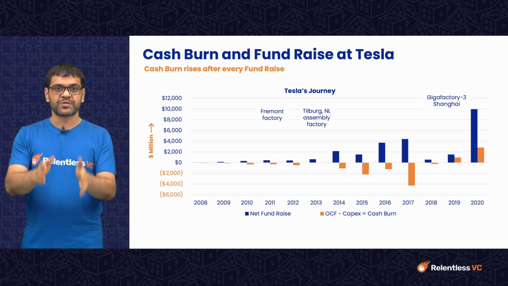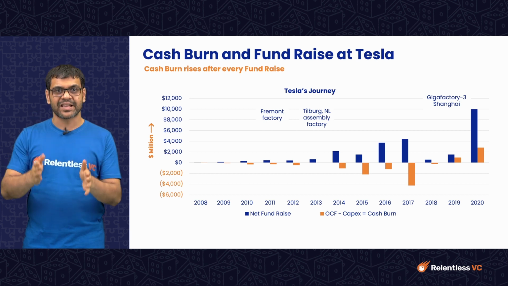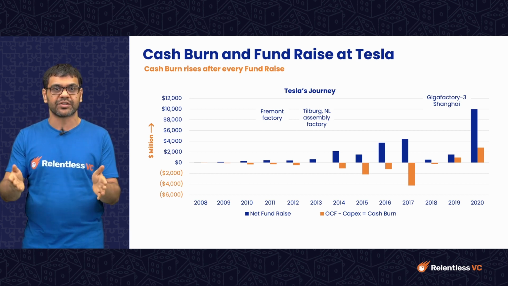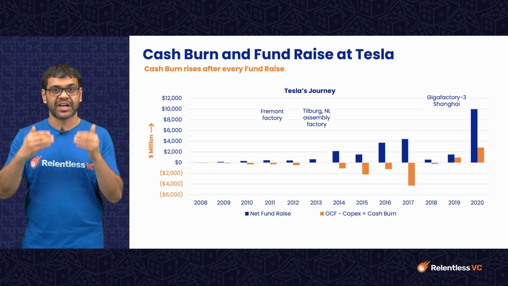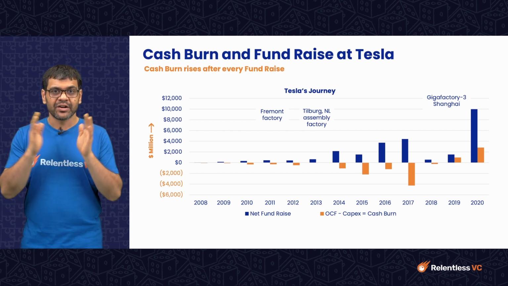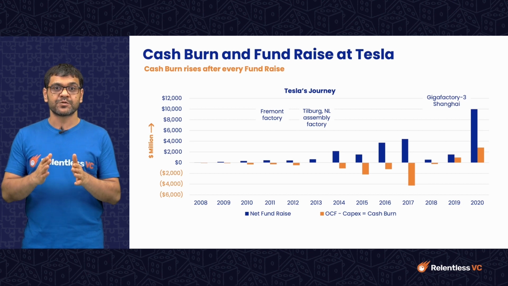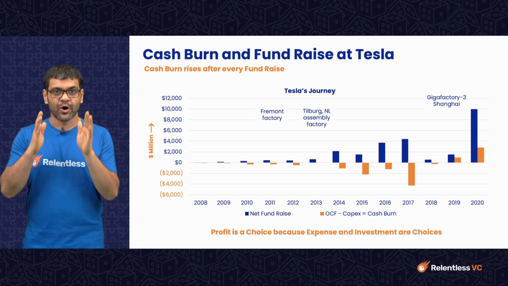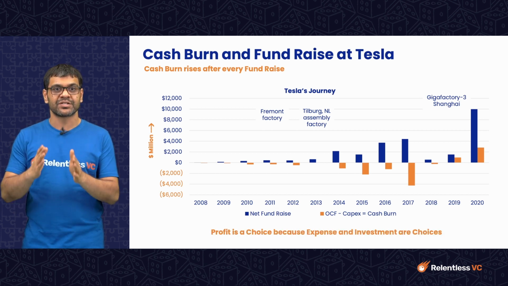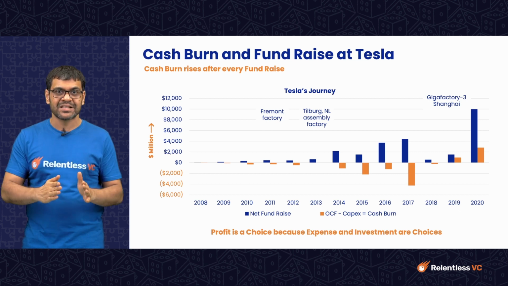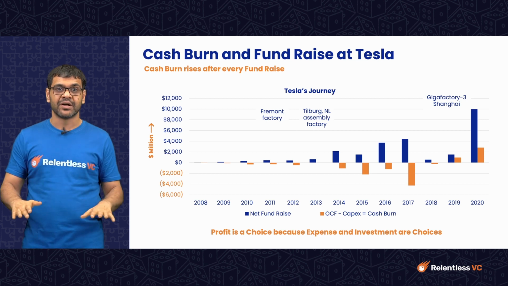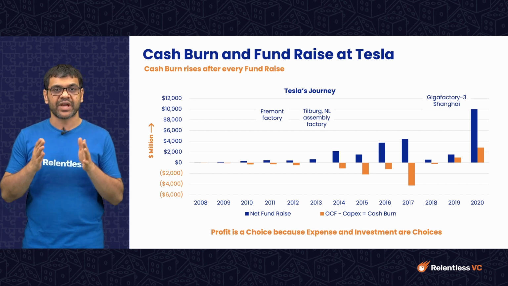It should be obvious by now. If Tesla can raise capital, it can deploy that capital to open new factories and so forth, which will be accounted as cash burn. If Tesla cannot raise capital for any reason, it must postpone its plans to open new factories, which will reduce Tesla's cash burn. So it should also be obvious by now that profit and loss are choices, because expense and investment are choices that can be postponed or scrapped depending on the availability of capital.